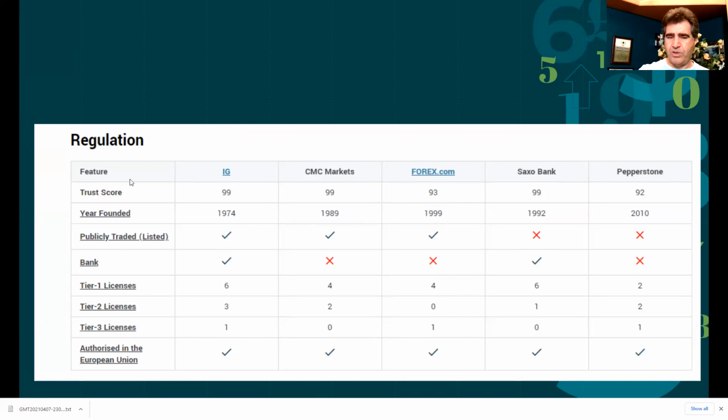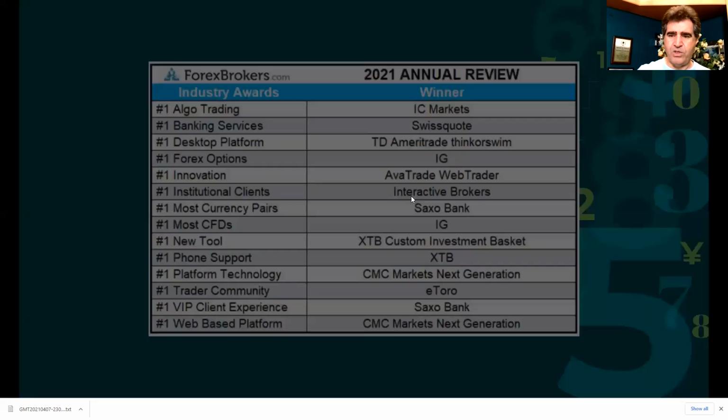So this is just for your own, you can dig deeper, as far as the scoring by forexbrokers.com, a little bit about when they started, and as far as the tier one licensing means they're the highest, the most trusted, as far as the activities that they're rated. So basically, this is just little ideas for you.